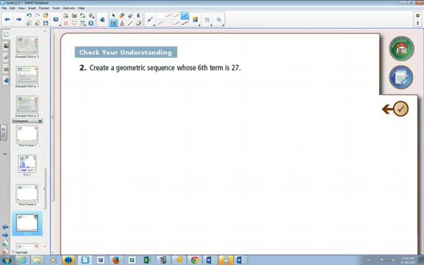Create. So this means you are allowed some creativity if you would like. Okay. A geometric sequence whose sixth term is 27. So your creativity allows you to pick anything for R.